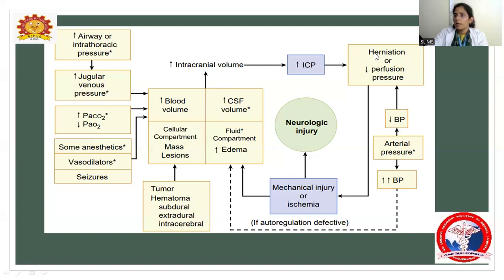Because of this, there will be herniation or decrease in perfusion pressure, which will result in stroke. So initially there will be a decrease in BP, followed by a compensatory increase in BP. Whenever there is an increase in intracranial pressure, the patient will present with bradycardia, hypertension, and irregular respiration. This triad is called as, someone can answer. This triad is called as, we'll discuss at the end of the topic.